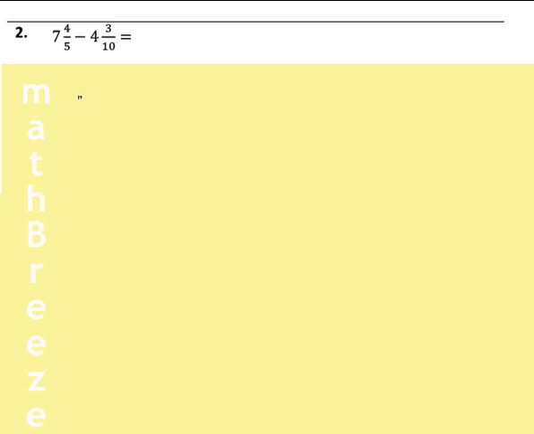Okay, and number 2, we have 7 and 4/5, and we're subtracting 4 and 3/10. Okay, this time we don't have a common denominator, so let's get a common denominator. Let's see, 5 goes into 10 evenly, so 10 will be our common denominator, and we can just multiply top and bottom here by 2.